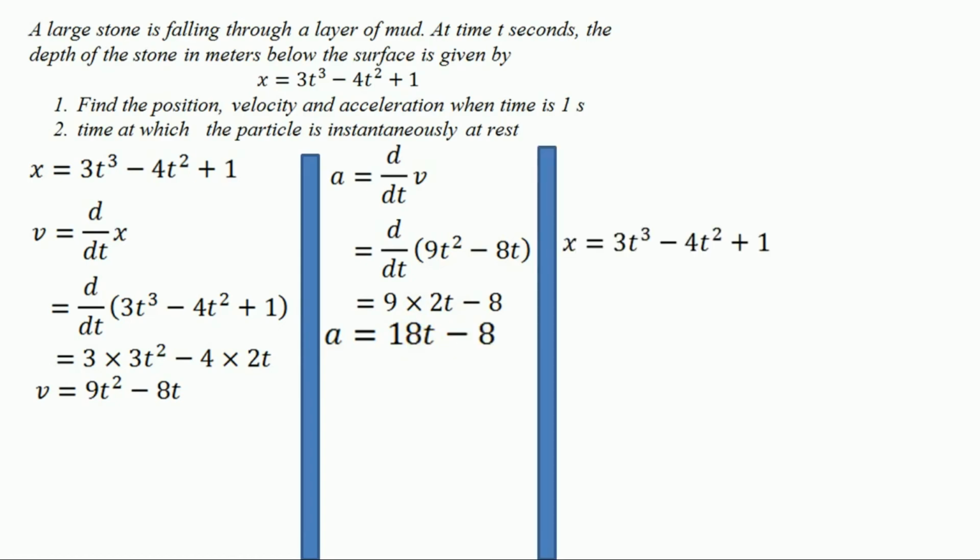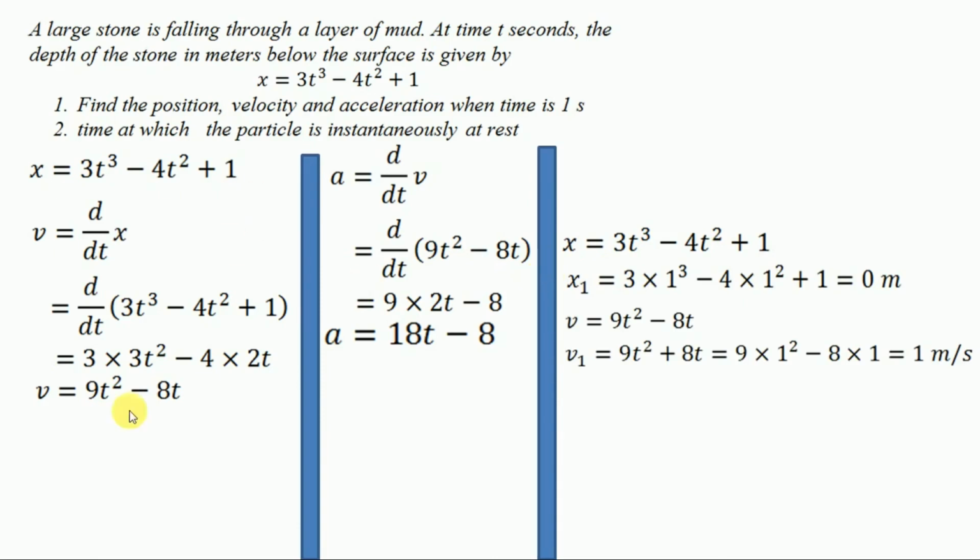So next, now we'll find the position. This is the expression for the position, so we have to put time is equal to 1 second, then we'll get the position after 1 second. So if you put 1, then you'll get 0 meter. So at 1 second the position is 0 meter.